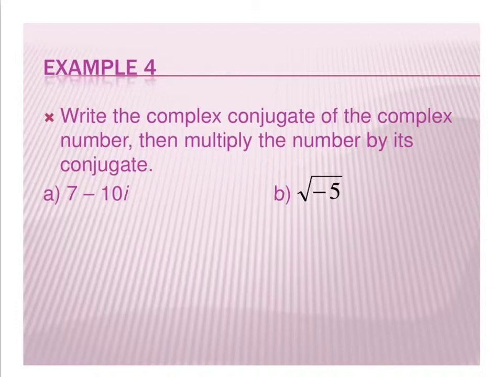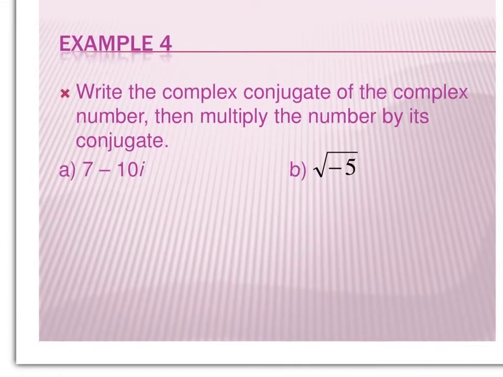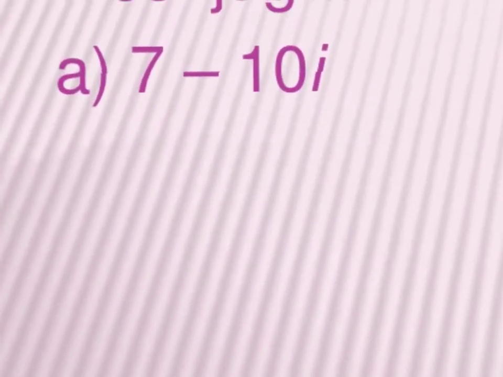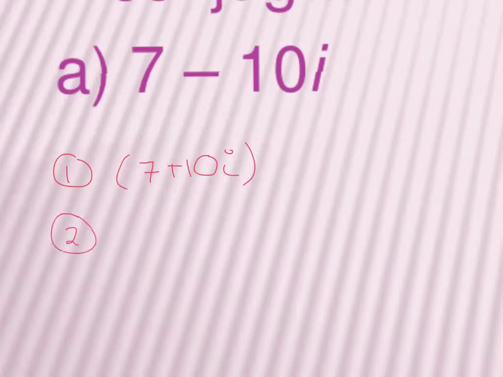Example number 4 says, write the complex conjugate of the complex number, then multiply the number by its conjugate. Okay, so 2 parts. We're going to write the complex conjugate, and then we're going to multiply the conjugates together. So let's do a first. The first thing I want to do is identify the conjugate. Good. The second thing I was asked to do is to multiply them together.